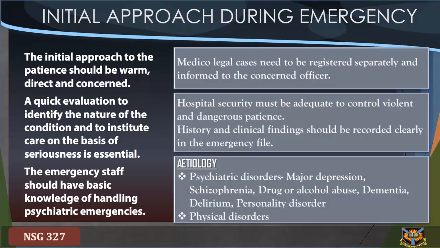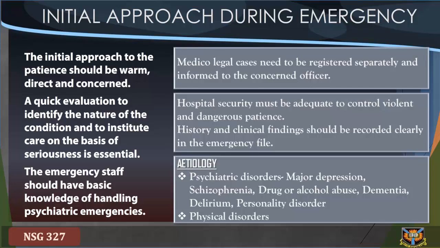Initial approach during emergency. The initial approach to the patient should be warm, direct, and concerned. A quick evaluation to identify the nature of the condition and to institute care on the basis of seriousness is essential. The emergency staff should have basic knowledge of handling psychiatric emergencies. Medico-legal cases need to be registered separately and informed to the concerned officer. Hospital security must be adequate to control violent and dangerous patients. History and clinical findings should be recorded clearly in the emergency file.